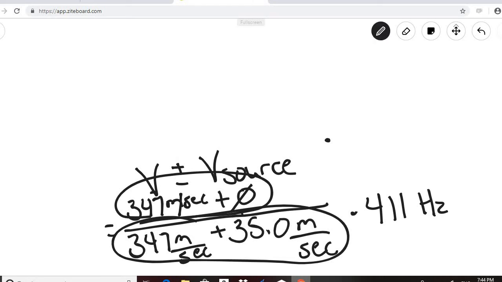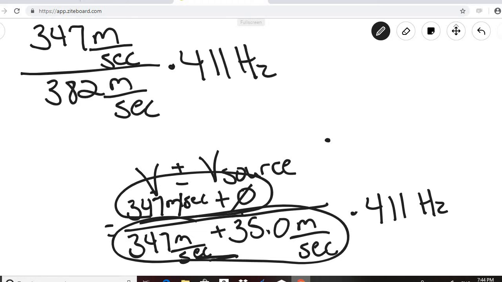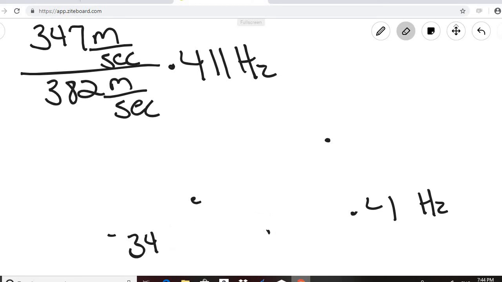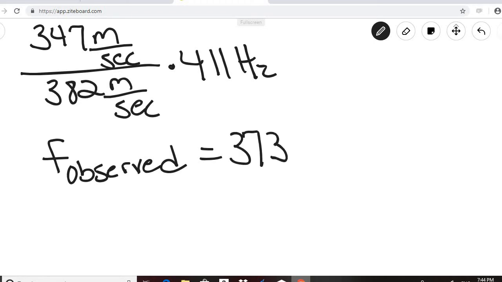What we will end up with then is 347 meters per second divided by 382 meters per second, because the sum down here is going to give us 382, and then we'll multiply that times the true frequency, which was 411. So doing all of that, the frequency observed is equal to 373 hertz. So the frequency is lower, meaning that the pitch will be lower, and that makes sense because the train is moving away from the stationary observer.